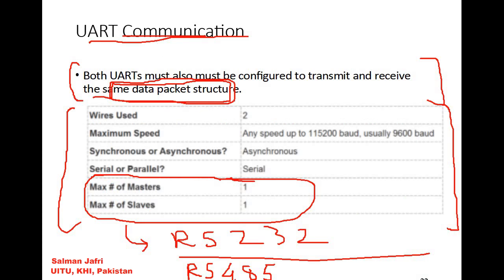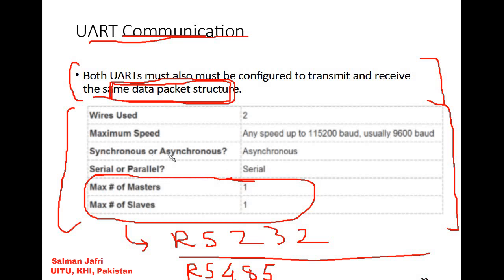So some parameters for UART communication. These are the parameters that must be configured. The wires used would be 2. This is the baud rate. This must be the same for both the transmitter and the receiver, and it can be up to 115200. Usually for noisy environments we keep it low, like 9600.